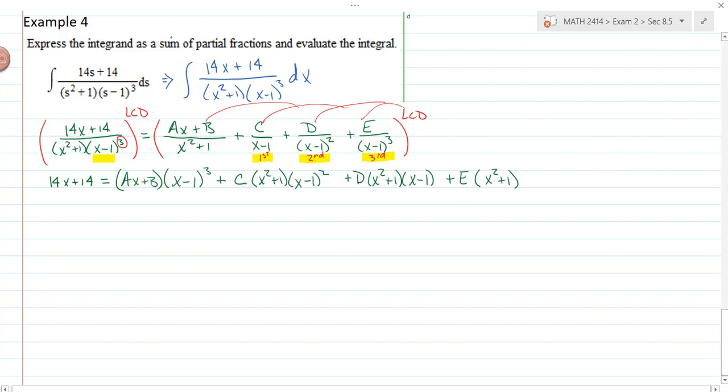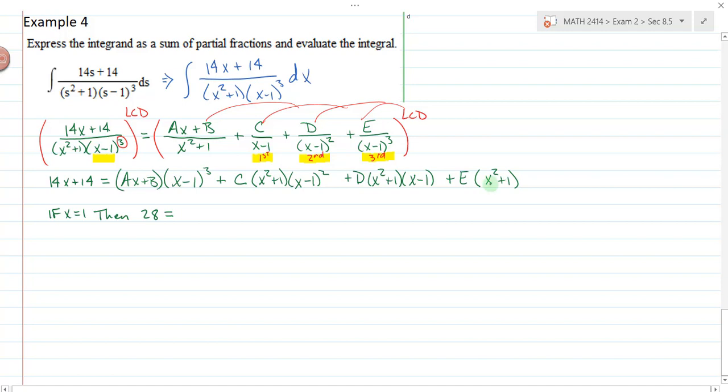So I'm going to pick a number for x. What number do you want to pick for x? Is there a number that you think might make things go away? If x is equal to 1, then we have 14 times 1 plus 14. 14 plus 14 is 28 equals, this is going to be a plus b times 1 minus 1 goes to 0. So every term up here that has an x minus 1 in it, that's going to go to 0. So this first term's going to go away. The next term's going to go away. This has an x minus 1. I'm just left with e, aren't I?